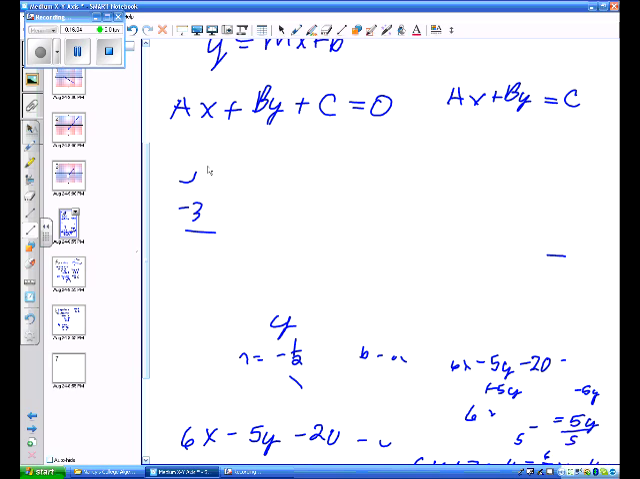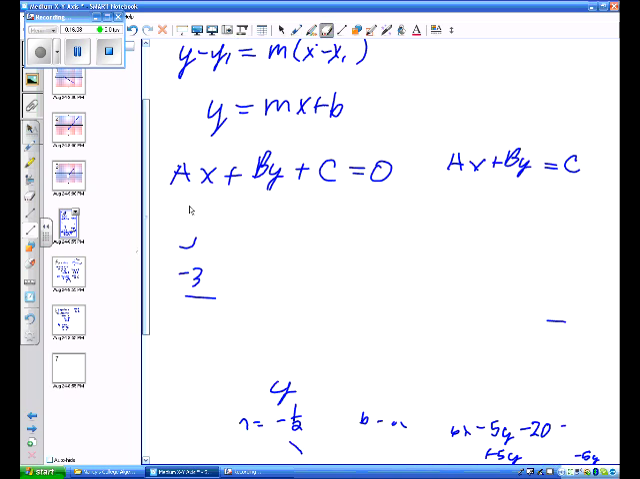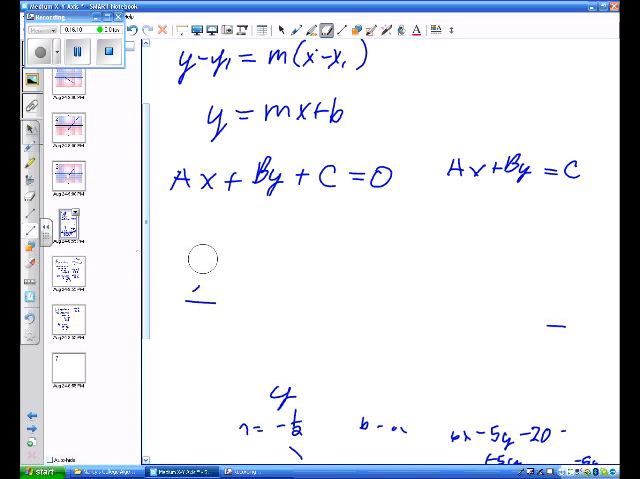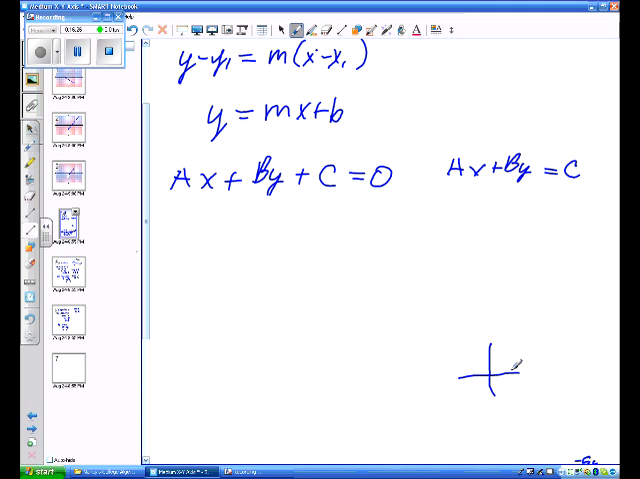So if you think about it with our vertical line, if you remember, our slope was undefined. And what I always like to think of is if my line is vertical, then it only crosses the x-axis. So a vertical line is always in the form of x equals a constant. The slope is undefined.